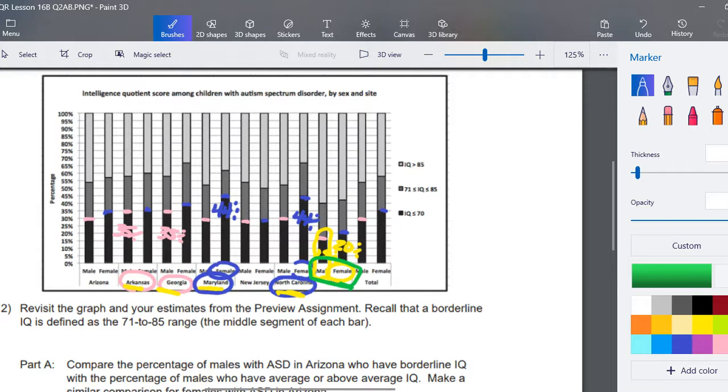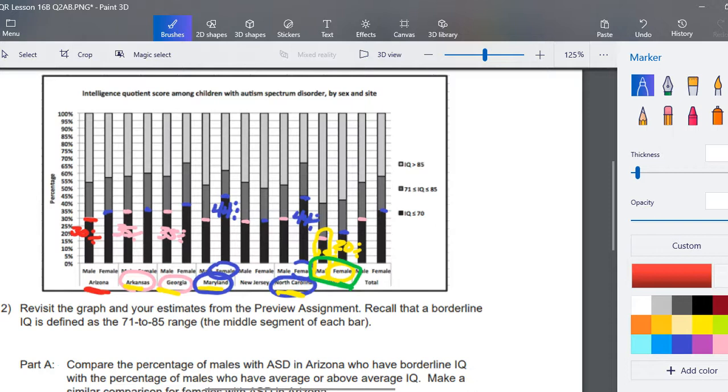It says in Arizona, about 32% of the boys. Okay, so while we're here, let's go ahead and look at Arizona. So here's Arizona. About 32% of the boys with intellectual disabilities were diagnosed with autism spectrum disorder. So this is 30-ish%, but let's go back and see how they're asking that.